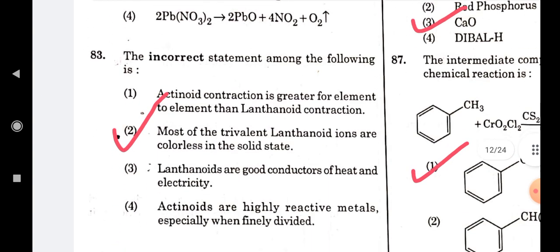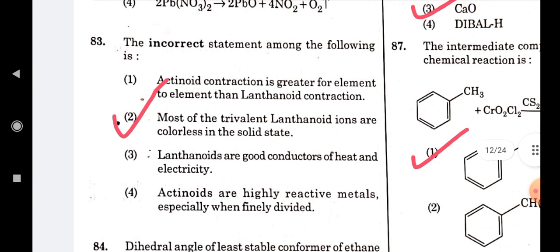Now the incorrect statement among the following. So the incorrect statement will be that lanthanides don't show color at 3 plus. So this is a wrong statement because lanthanides show color. Okay.